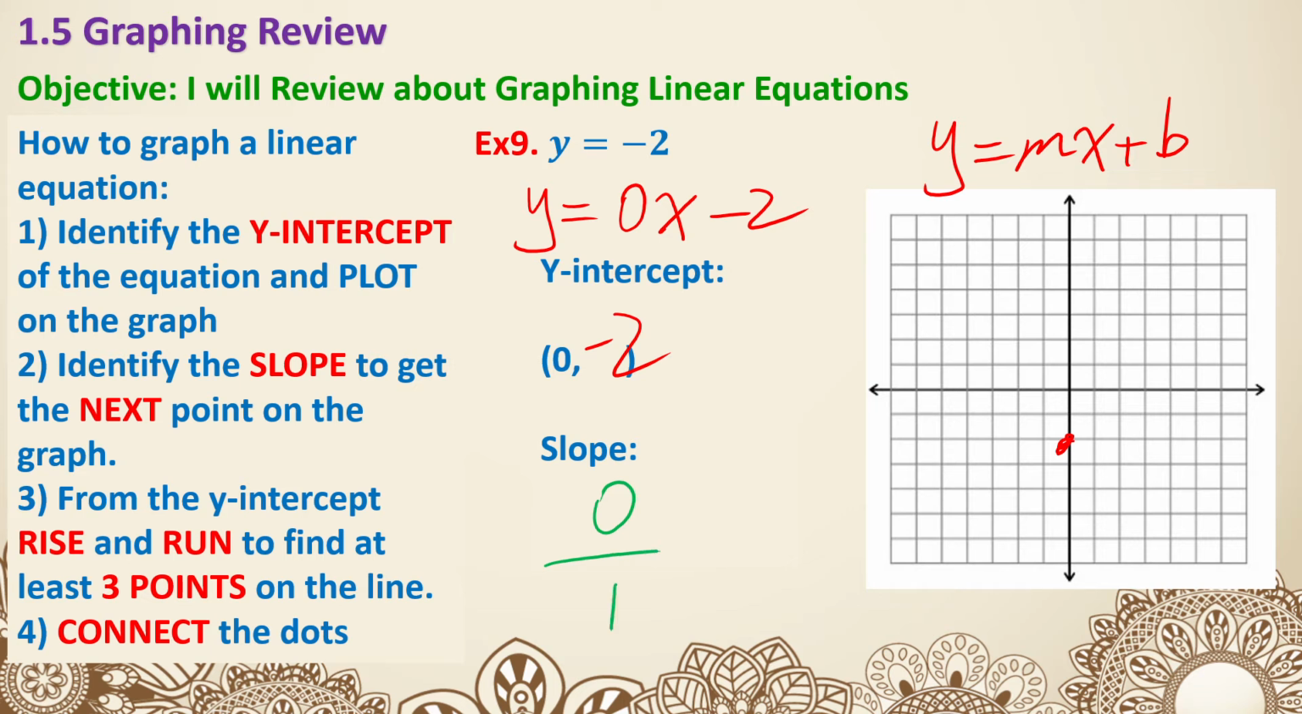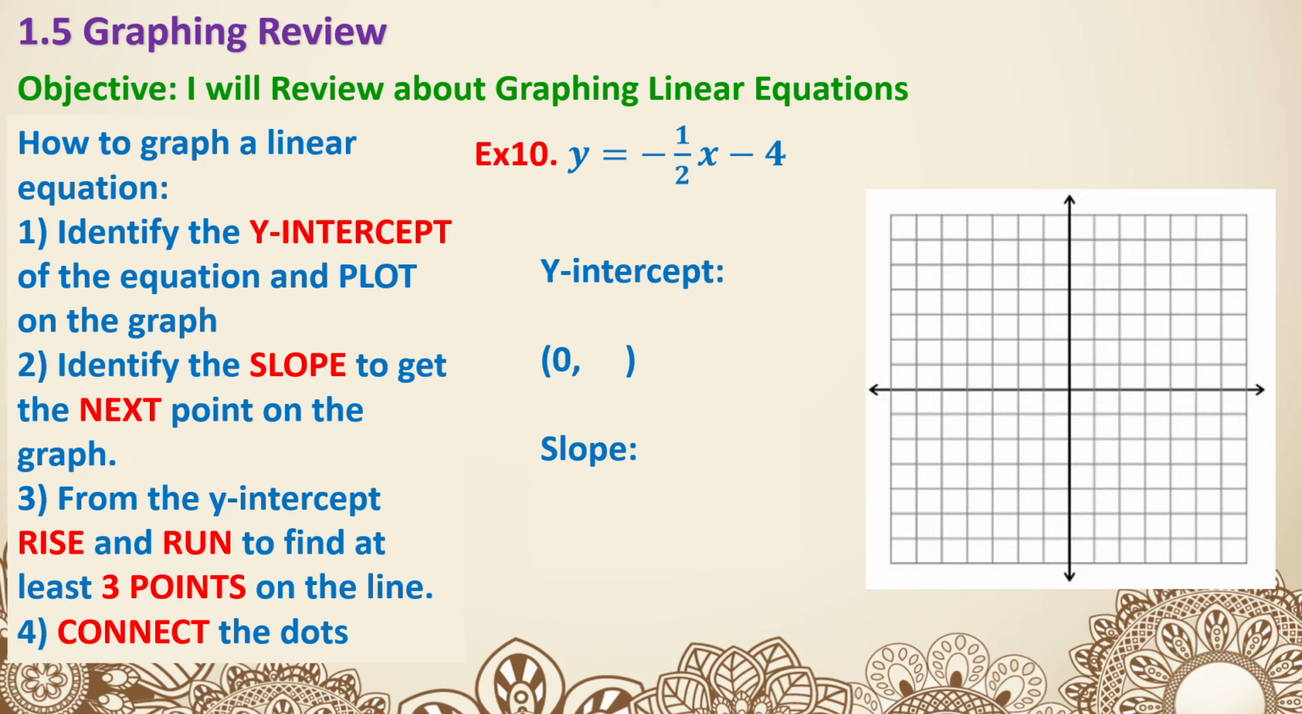And in this case, since it's 0 for the rise, that means there's no going up or down. So basically there's only run, and it's run as 1, another point, run as 1, another point, run as 1, another point. And that's why our line is a horizontal line. Or if you just remembered, there's only y, so that means it's only going to cross the y-axis, and it's crossing the y-axis at -2, so you can have your line. That's number 9.